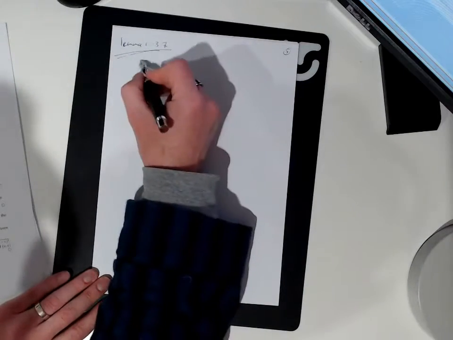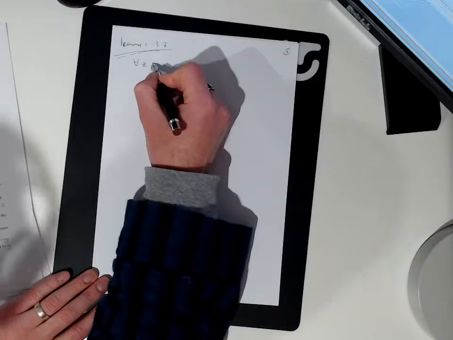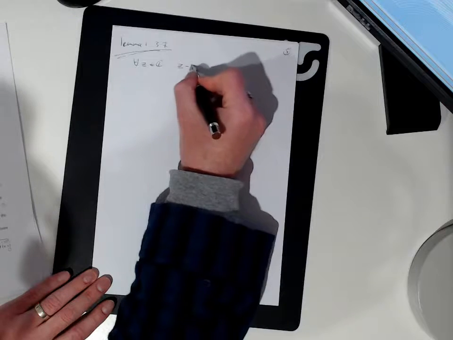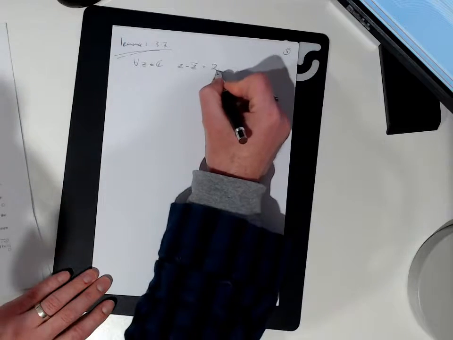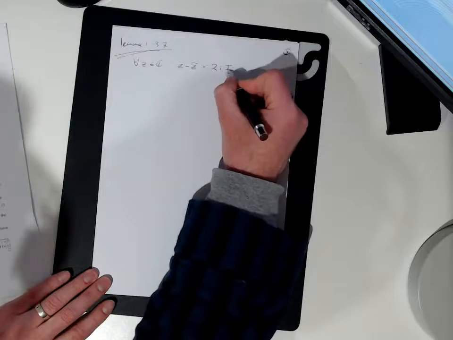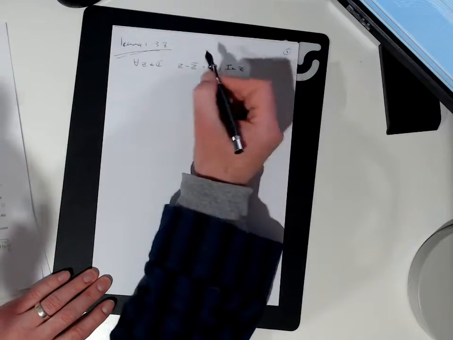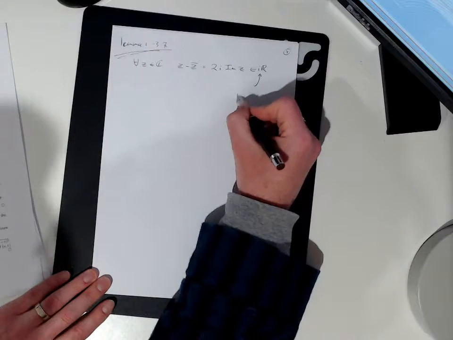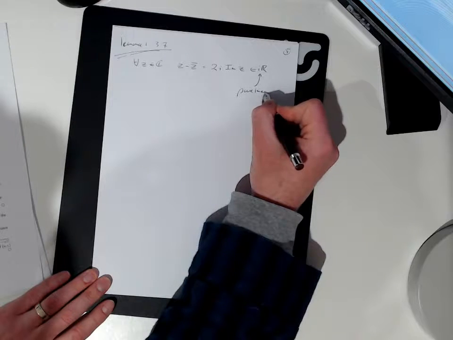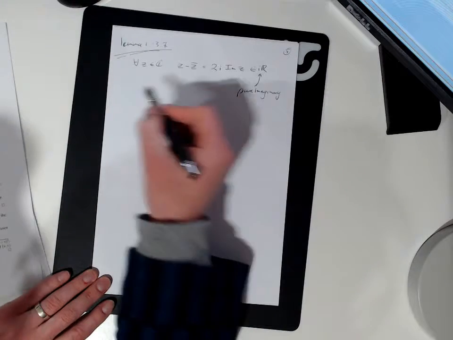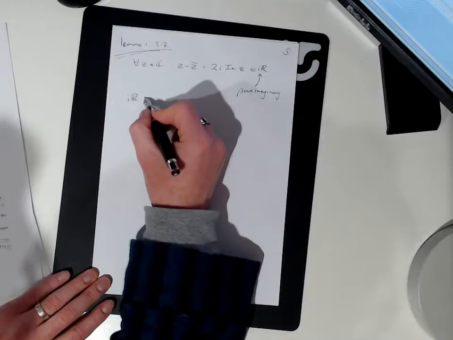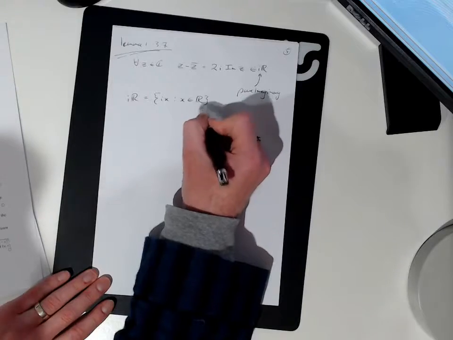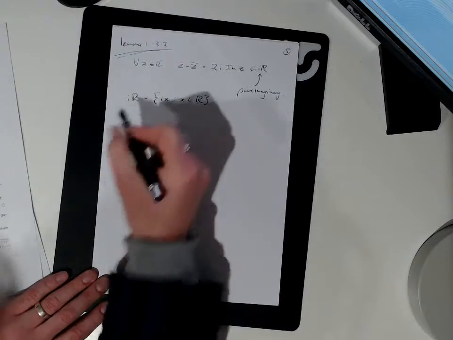Right, and this is basically a similar result to the one we just saw for addition. For all z an element of C, z minus its complex conjugate is equal to 2 times i times the imaginary part of z, and that is an element of iR, pure imaginary. And just for those of you that want to know, this is ix, for x an element of R. So it's all the real numbers times i.